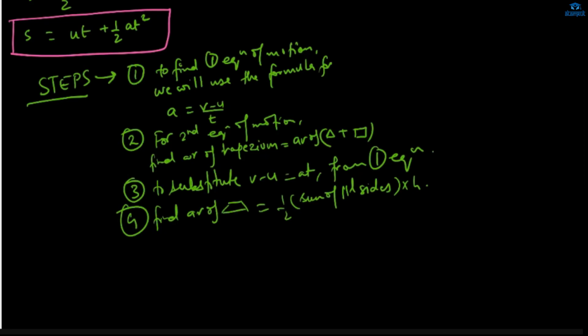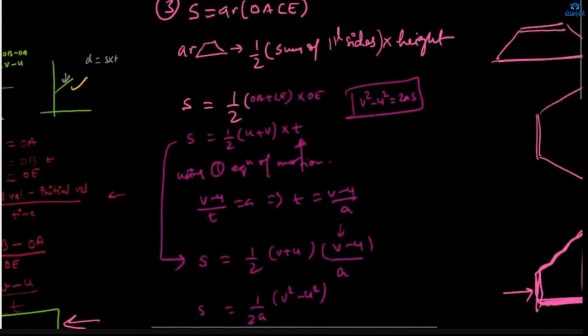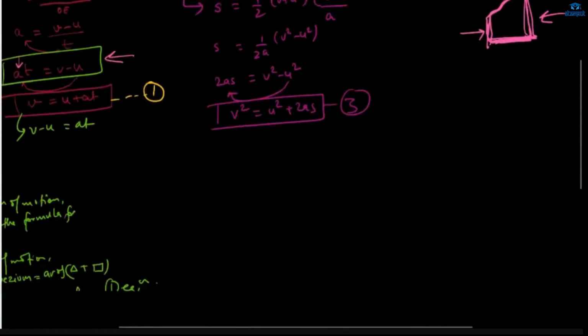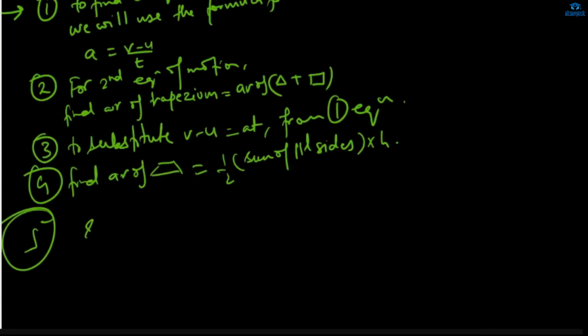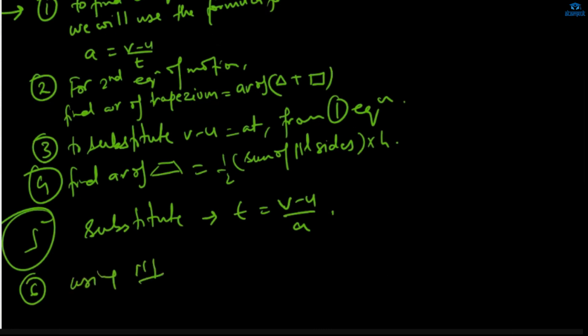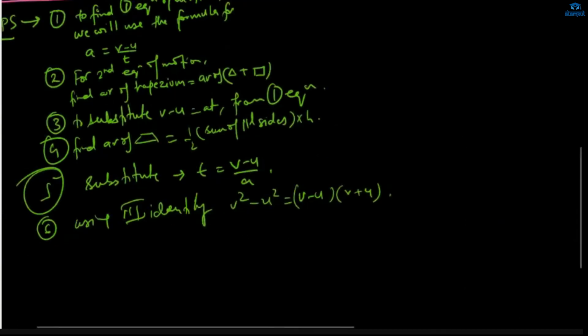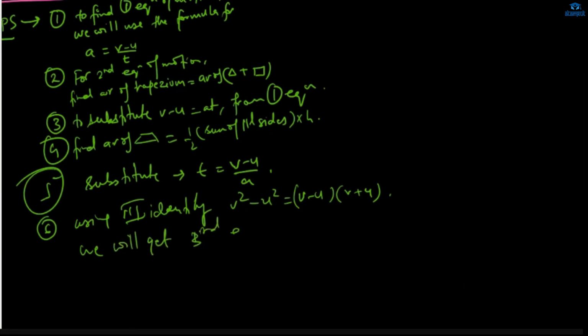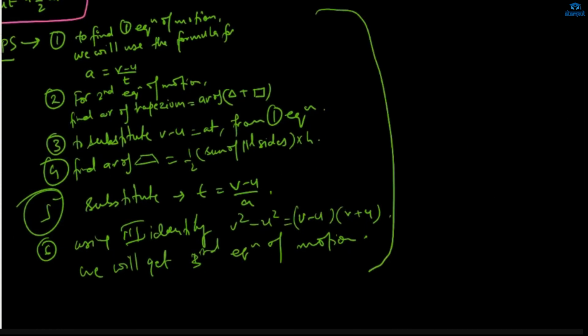Okay, fine. Now, what did we substitute? We substituted T is equal to V minus U upon A. Fifth, substitute T is equal to V minus U by A. Then sixth, using the third identity, V square minus U square is equal to V minus U by V plus U. Okay, and then we will get the third equation of motion. Only these are the six steps that you have to take.